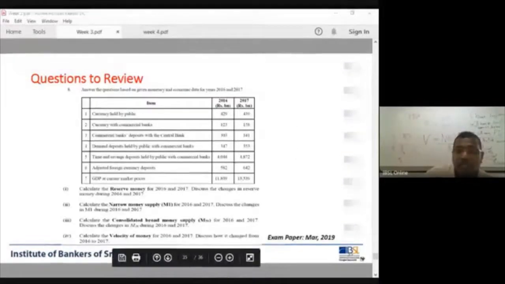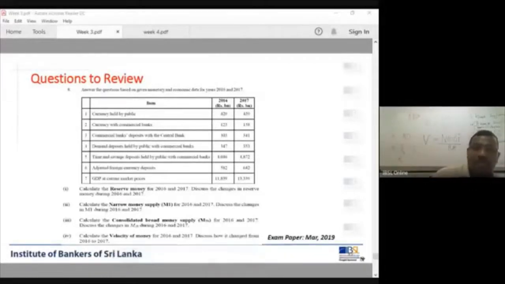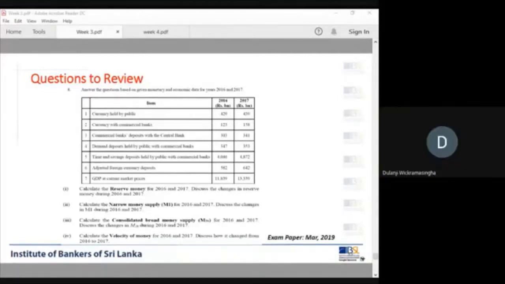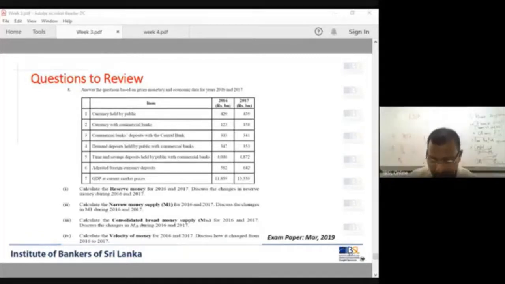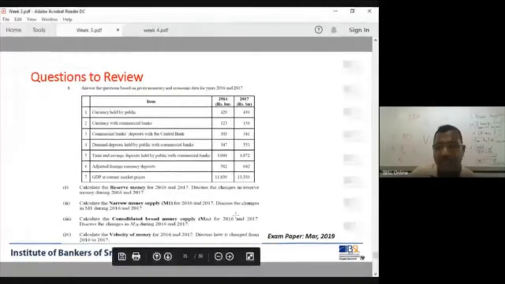I hope you remember these two formulas on the board to calculate money multiplier and velocity. And if you apply it, it's very straightforward. 6.32 for money multiplier. Yes, it's very straightforward, isn't it? You simply divide broad money by the reserve money value.